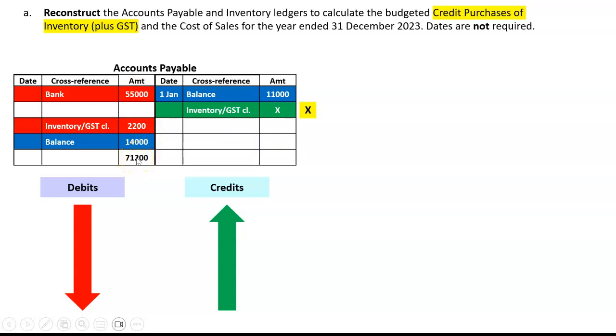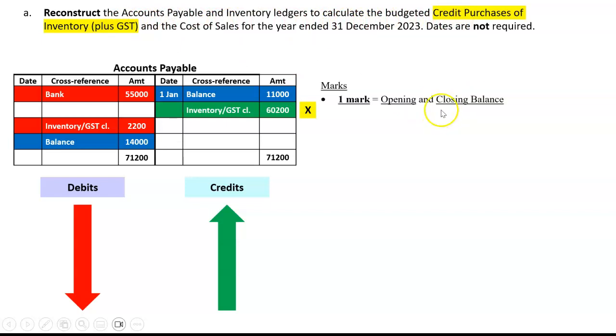And then, just like we were going to balance a ledger, which is essentially what we're doing, I would put that figure on the same side, on the other side, on the same line there. And now I can solve for X, because X is just going to be 71,200 less 11,000, and that would be 60,200. And I've got my answer. That is the budgeted credit purchase of inventory plus GST.